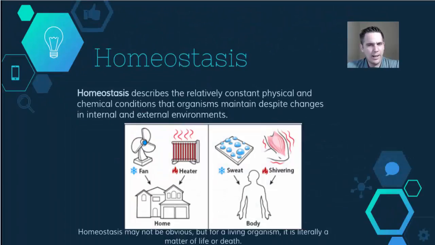So how does this tie into homeostasis? Well, homeostasis, if you remember, describes the relatively constant physical and chemical conditions that organisms maintain despite changes in internal and external environments. So all of your systems, like your respiratory, your circulatory, excretory, all these different systems, they have a kind of a primary way of behaving, but sometimes things happen that forces them to change.